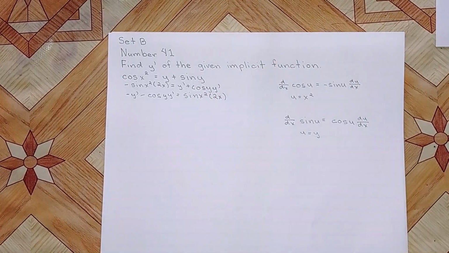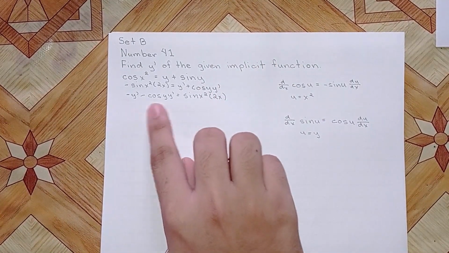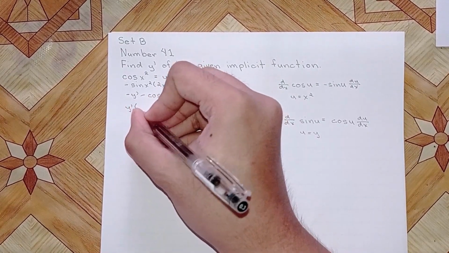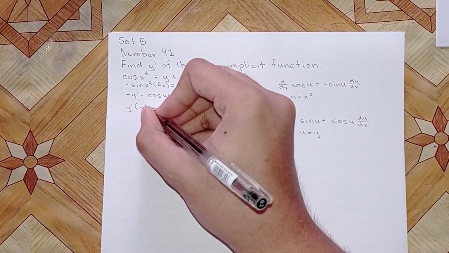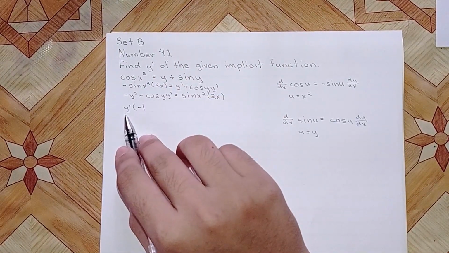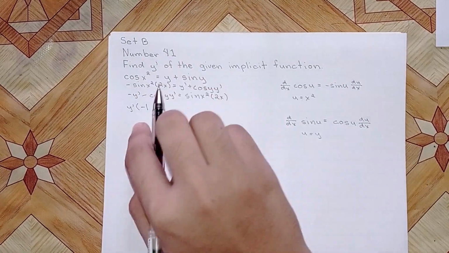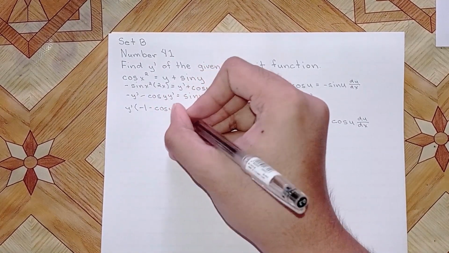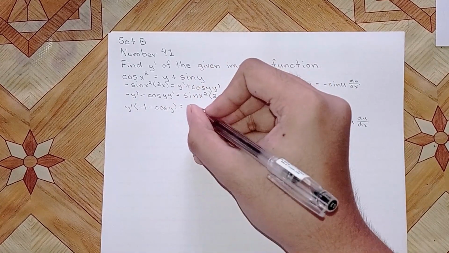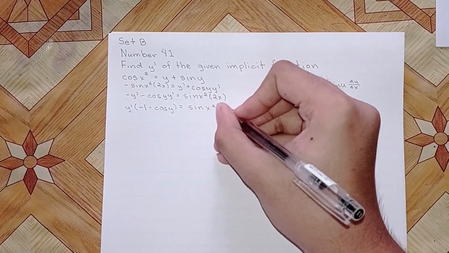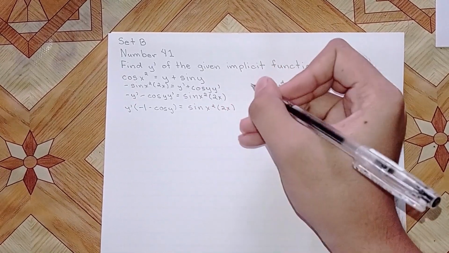2x. Now we're going to factor out the y prime in the left part. So y prime times the quantity of negative 1. Why negative 1? Because negative y prime divided by y prime is of course negative 1. So negative 1 minus cosine y is equal to sine x squared times 2x.